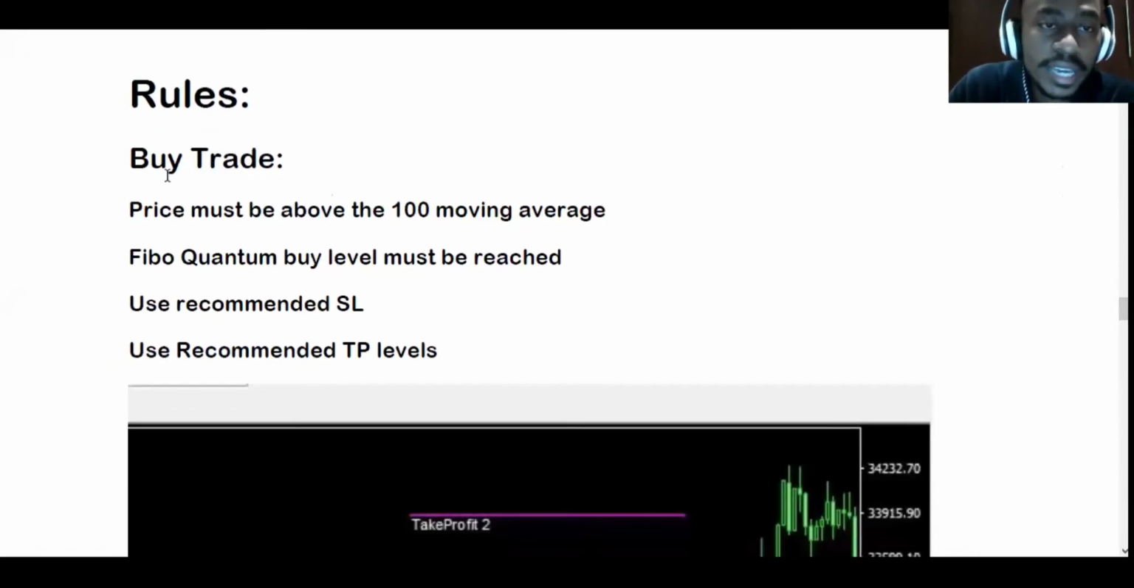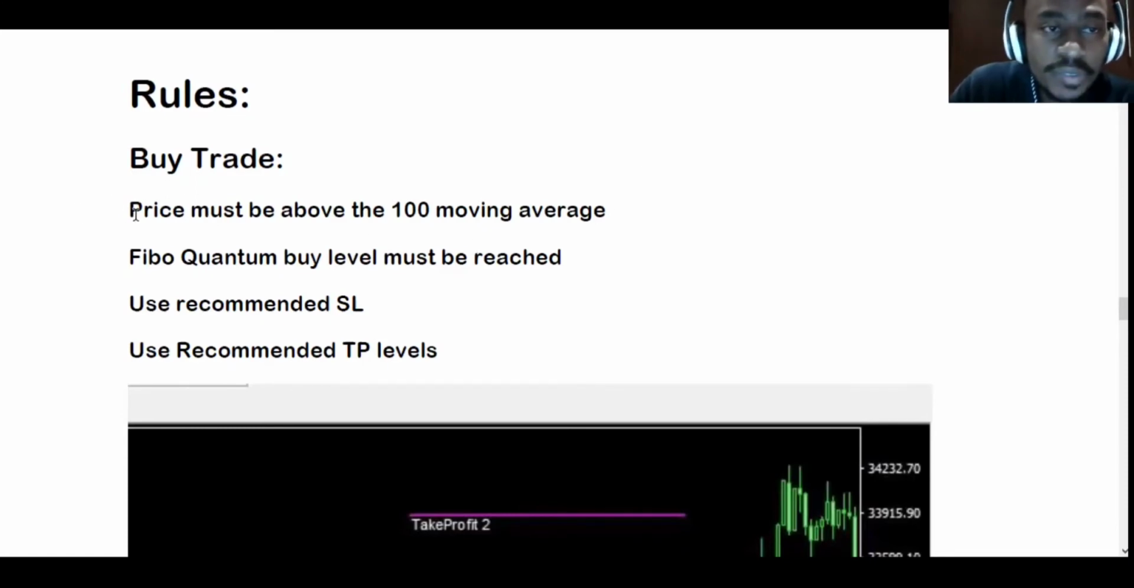Now I use this indicator, and I also add a 100-period simple moving average. The reason for that is just to filter out some of the bad trades from the good trades. So let's get into it, and then we're going to jump back to the MetaTrader 4 chart.